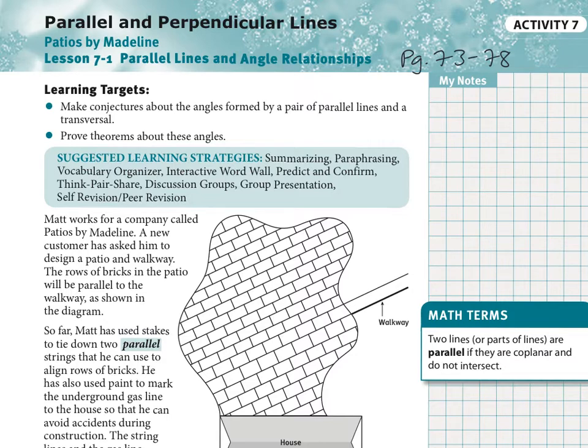It's Miss Graham again, and we are going to be looking at Lesson 7-1, Parallel Lines and Angle Relationships. Remember, our whole entire textbook is called Parallel and Perpendicular Lines, so this is really getting to the root of it. Our learning targets for today: we are going to make conjectures about the angles formed by a pair of parallel lines and a transversal. So we're going to figure out what a transversal is too. Our second learning target is to prove theorems about these angles.